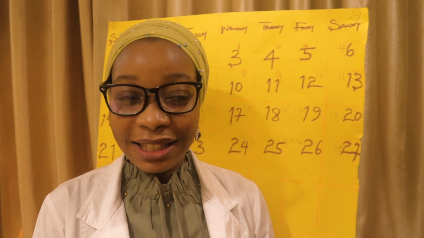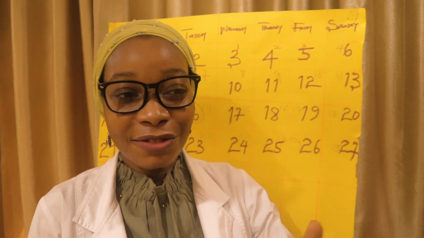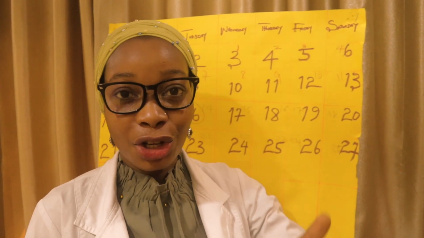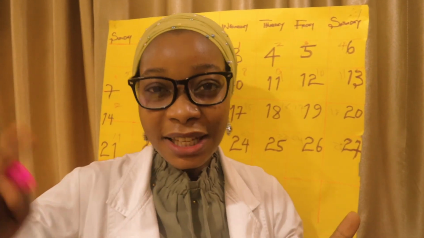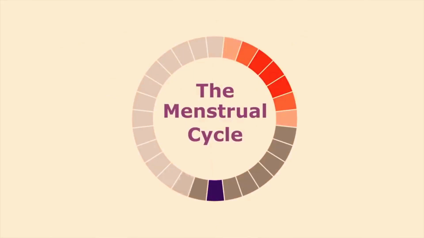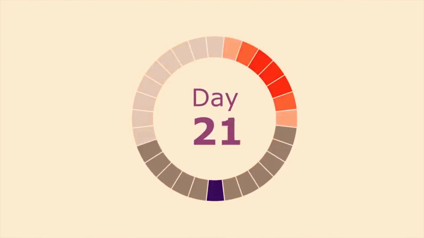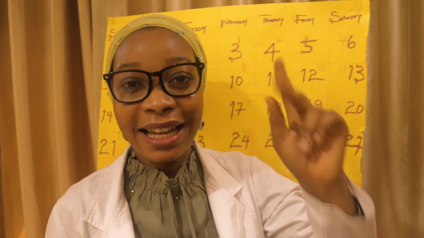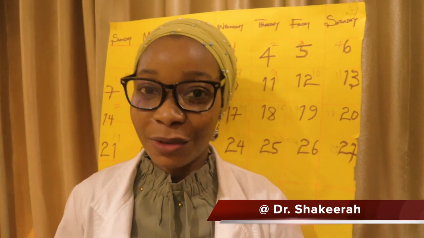The menstrual cycle starts from the day you start menstruating, the day you start bleeding, to the first day of the next one. Again, the menstrual cycle starts from the day you start your period. You start counting your menstrual days from that day to the first day of the next one.